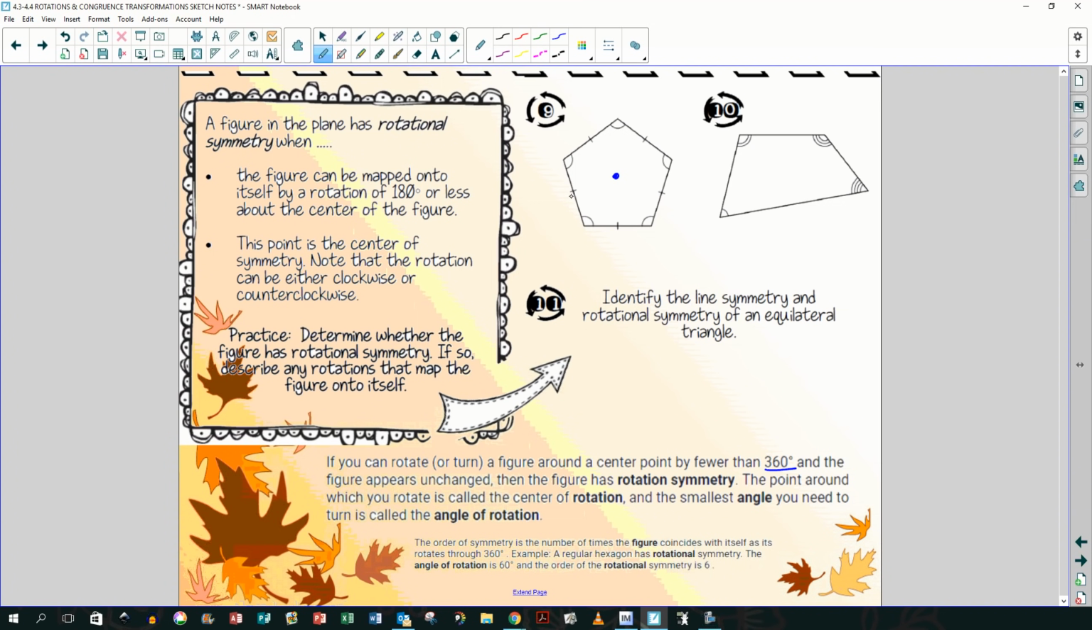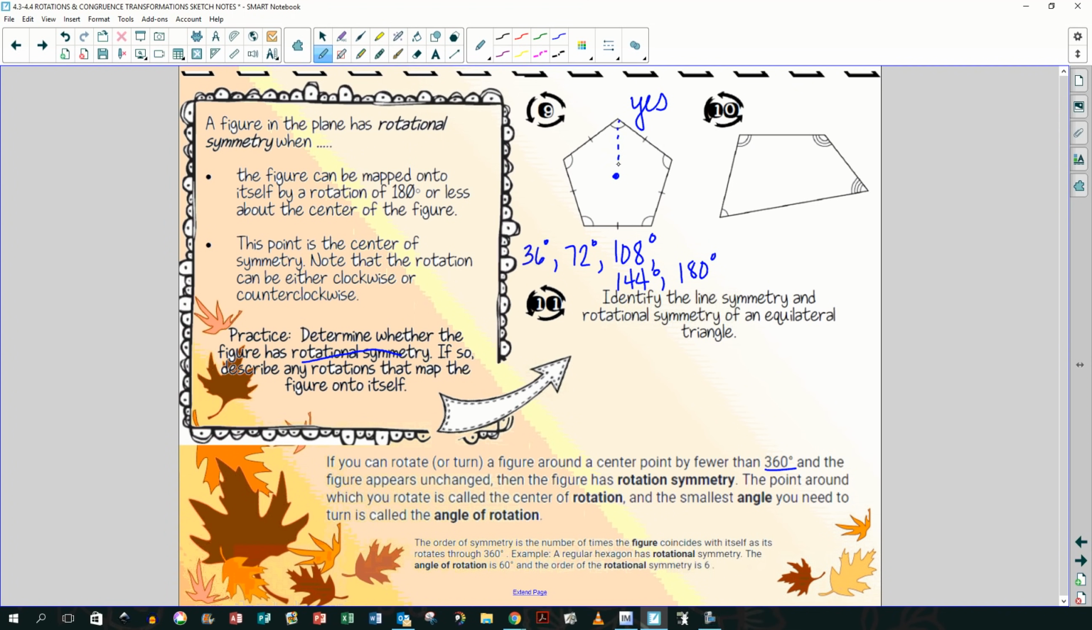So if I were to take this, first of all, yes, it does have rotational symmetry. And if I rotated it 36 degrees, it would be in the exact same spot again. If I rotated it 72 degrees, it would be in the exact same spot again. If I rotated it 108 degrees, it would be in the exact same spot again. If I rotated it 144 degrees or 180 degrees, it would be in the exact same place.